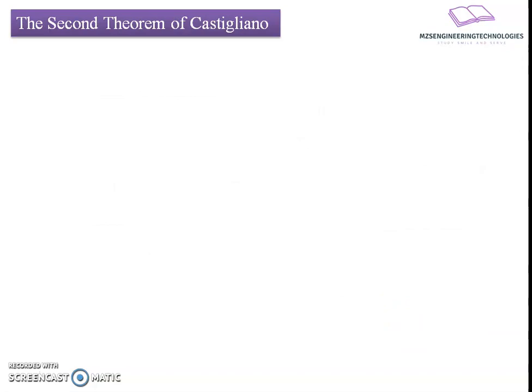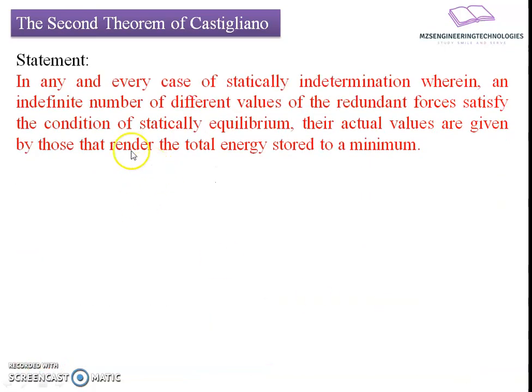So we will use Castigliano's second theorem to analyze indeterminate structures, which states that in any and every case of static indetermination, wherein an indefinite number of different values of the redundant forces satisfy the condition of static equilibrium, their actual values are given by those that render the total energy stored to a minimum. Means what he wants to say, the number of unknown forces which we want to find out, we can find it with the help of minimizing the energy stored by the body under the action of that redundant force.